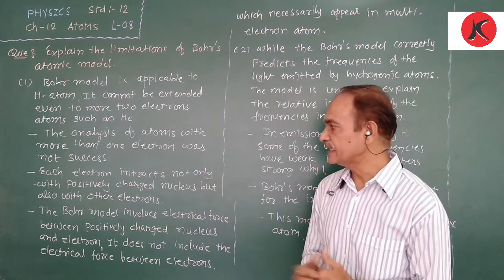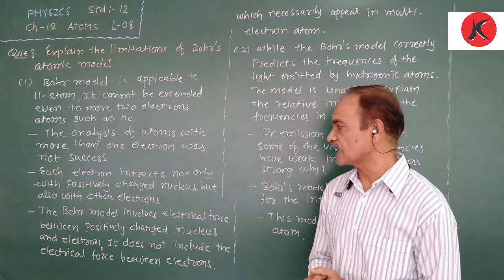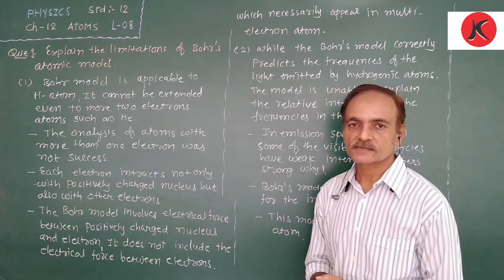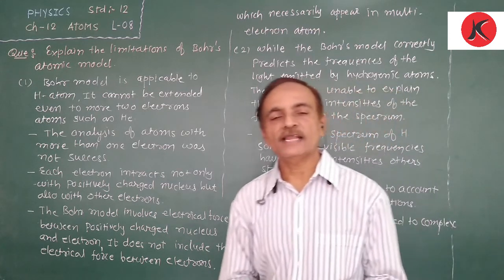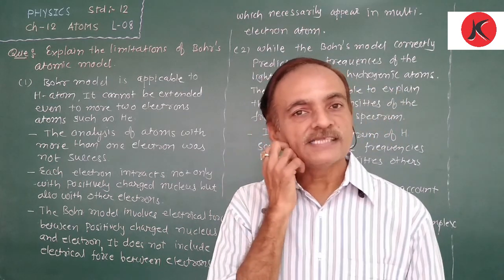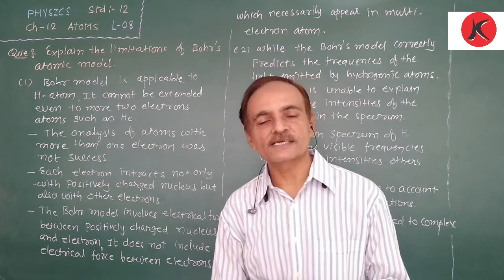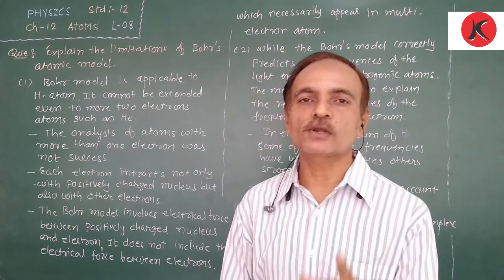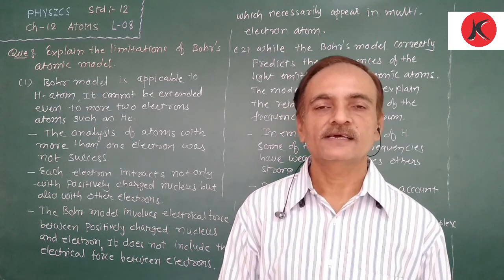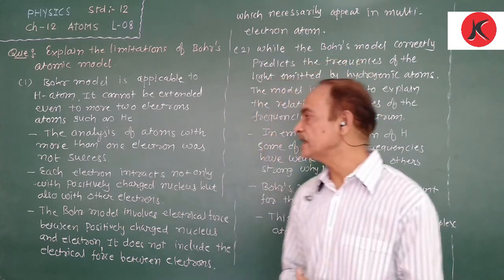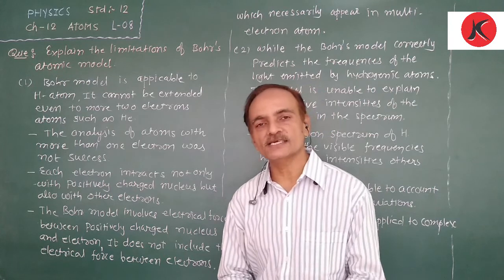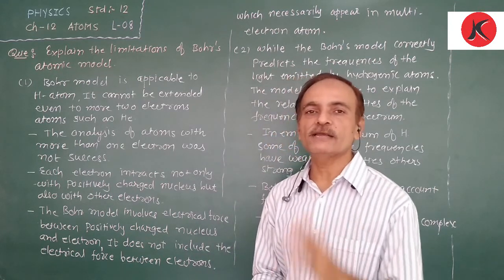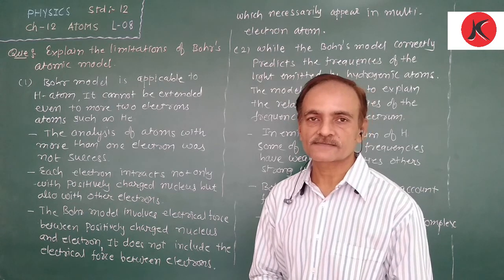Each electron interacts not only with the positively charged nucleus but also with other electrons. While in the hydrogen atom, inside the nucleus one proton is present, and outside the nucleus, in a circular orbit, only one electron is present. Therefore, the electric force between the positively charged nucleus and the electron takes place. That is the only force of attraction exerted.